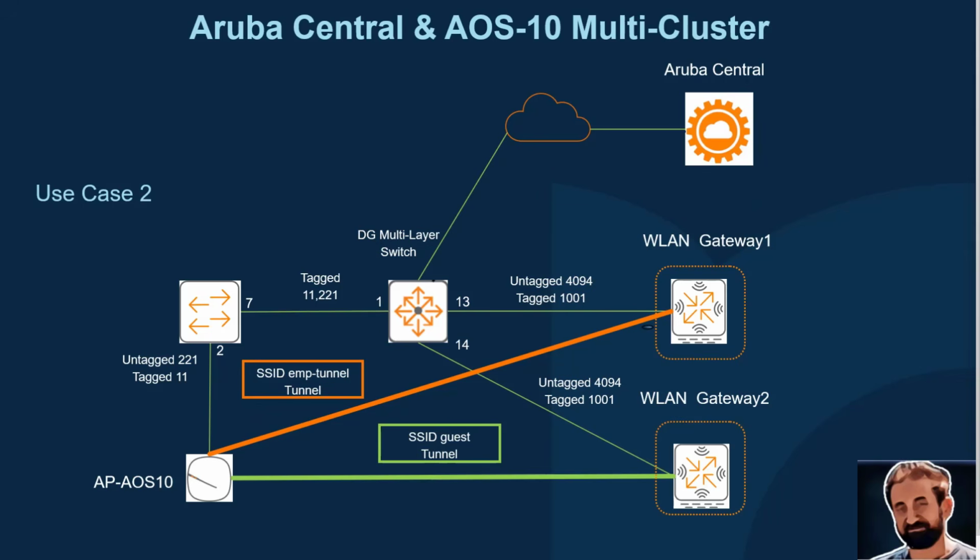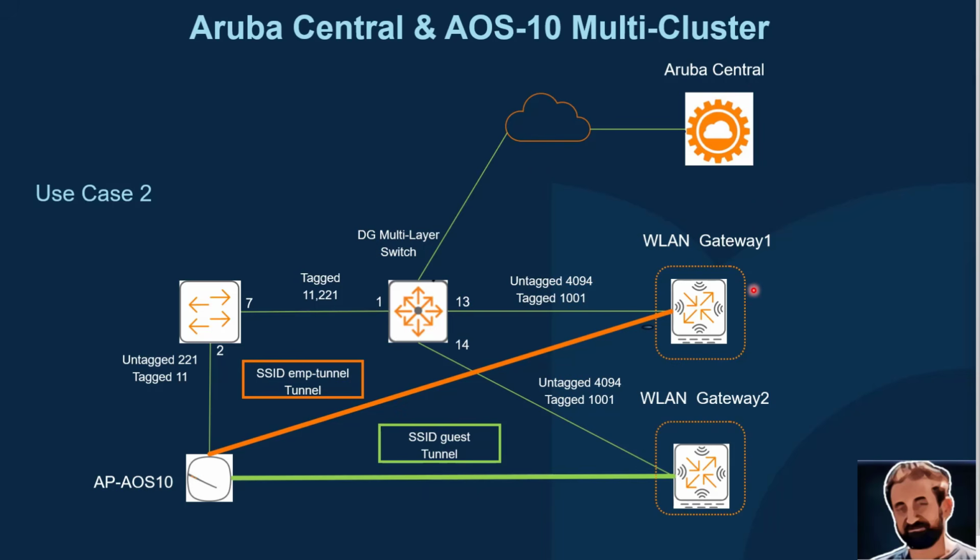A second use case is a multi-cluster deployment. This mimics the situation whereby the company or the institute has two SSIDs. One is tunneling, and that will tunnel to one mobility gateway. The other one is also tunneling, but it will tunnel to a different mobility gateway. And the way to achieve this is to have a multi-cluster.